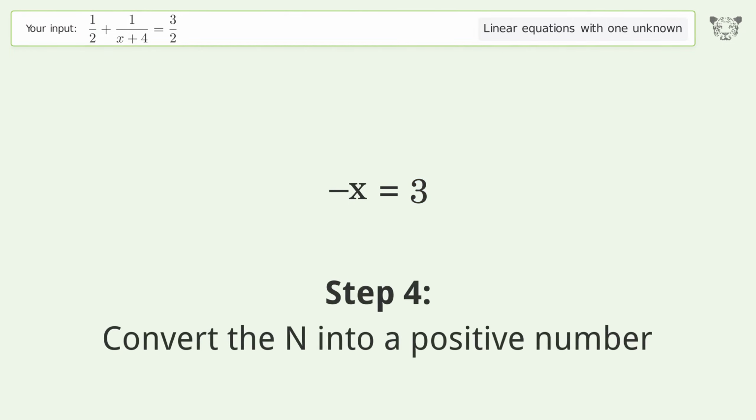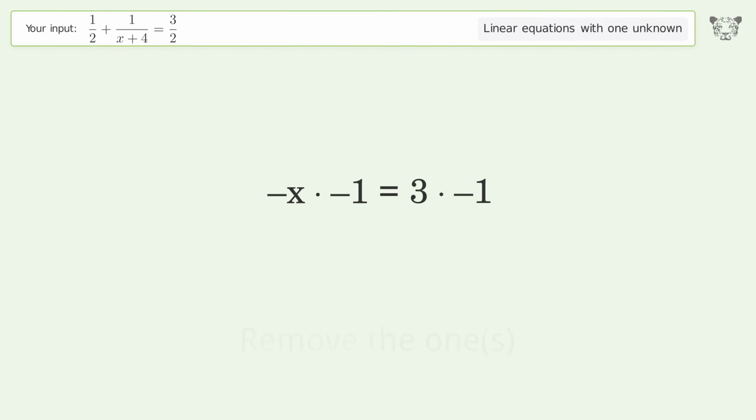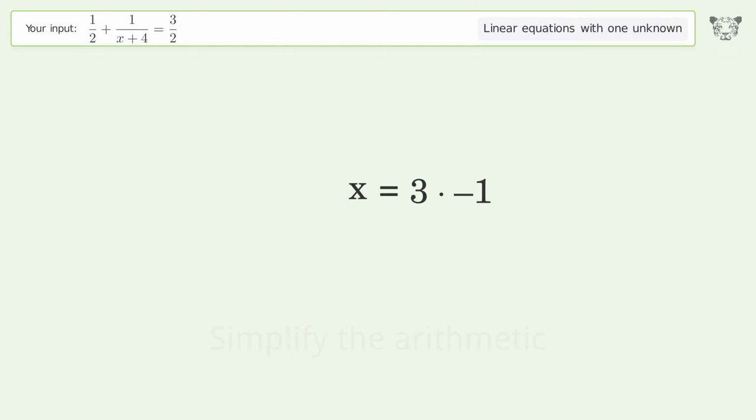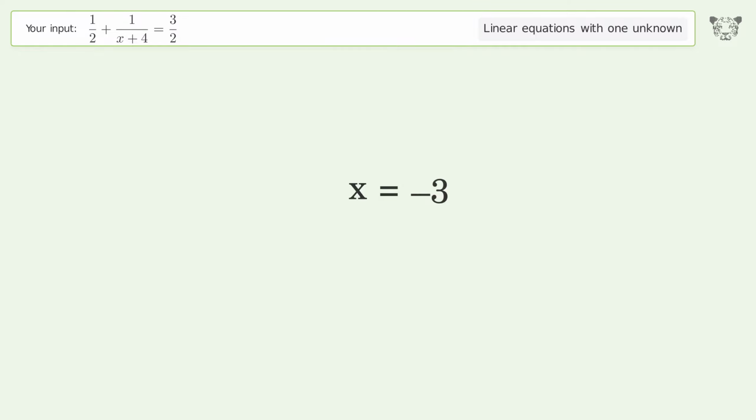Convert the x into a positive number. Multiply both sides by -1. Remove the ones. Simplify the arithmetic. And so the final result is x equals -3.